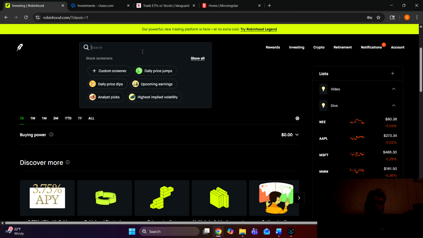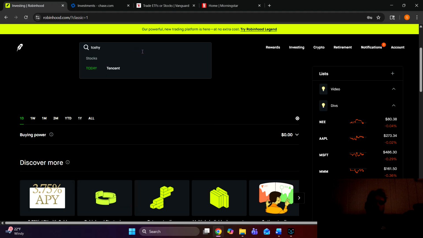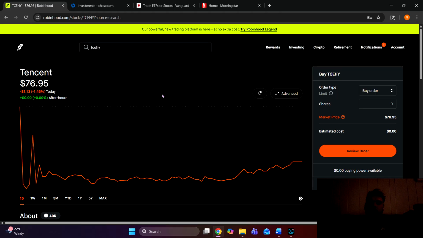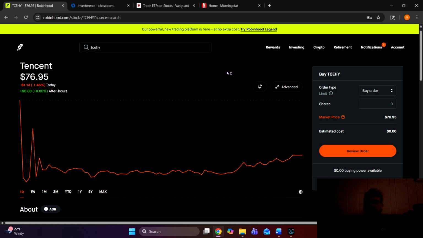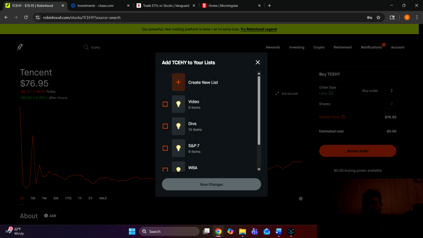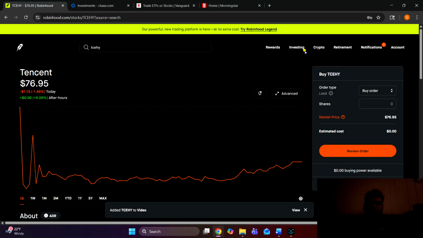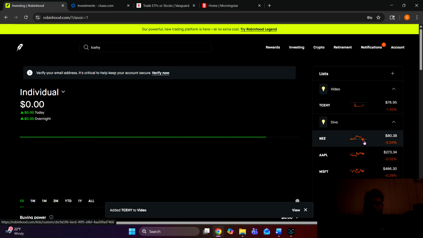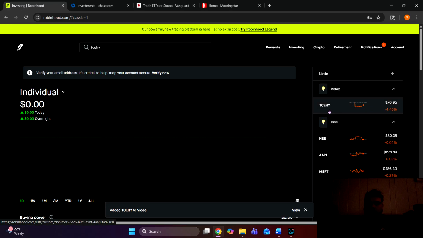So let's say we want to keep an eye on Tencent. What you do is type in Tencent, click add to list, click the list that you want to add it to, and then save changes. Then whenever you go to your dashboard, Tencent is now on my watch list.